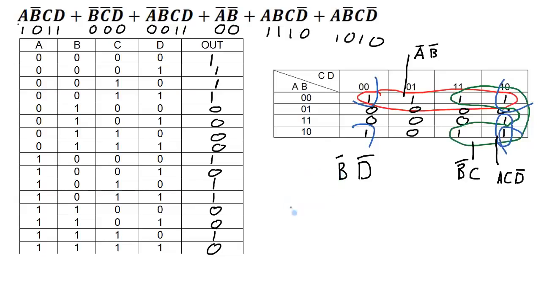Now I can combine these four product terms together. Not B, not D, ORed with not A, not B, ORed with not B, C, ORed with A, C, not D. And that's the simplest expression that I can have for this beginning expression, and I didn't have to do any Boolean algebra to get there.